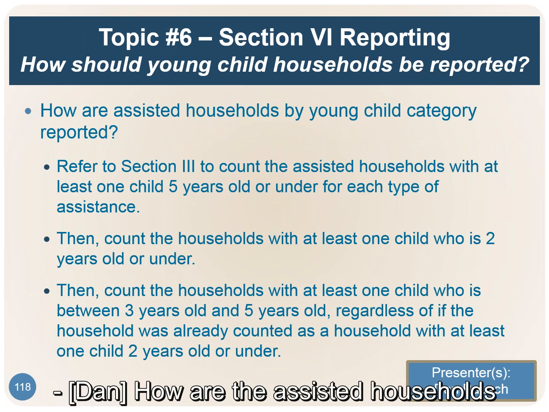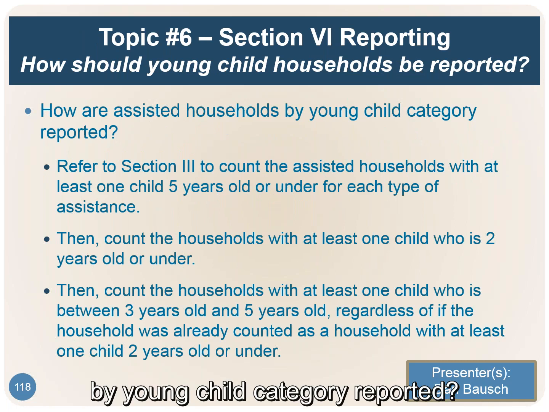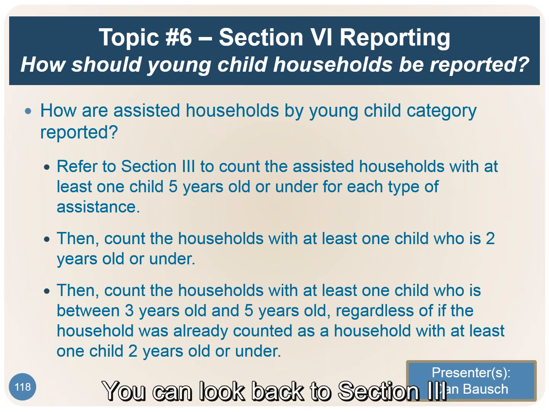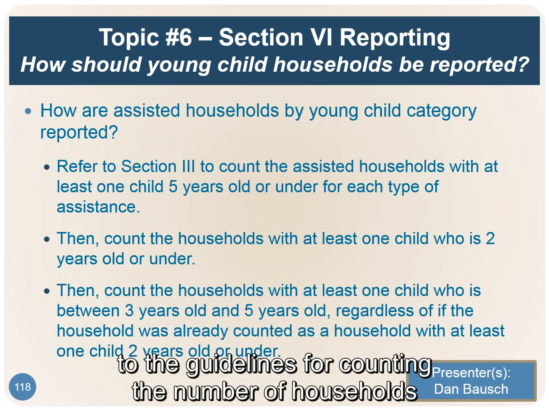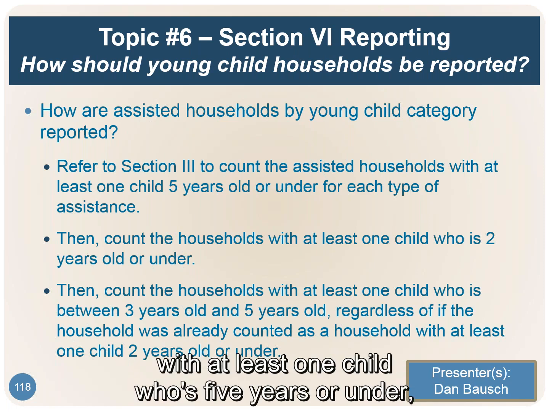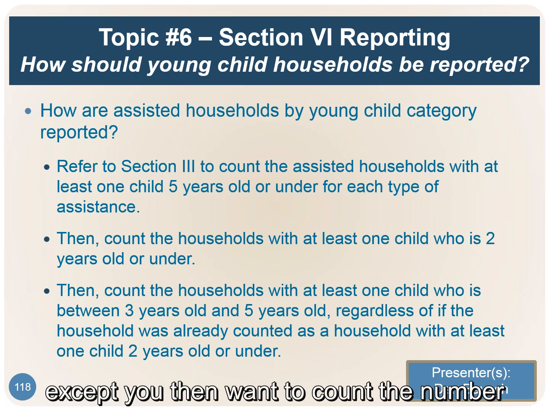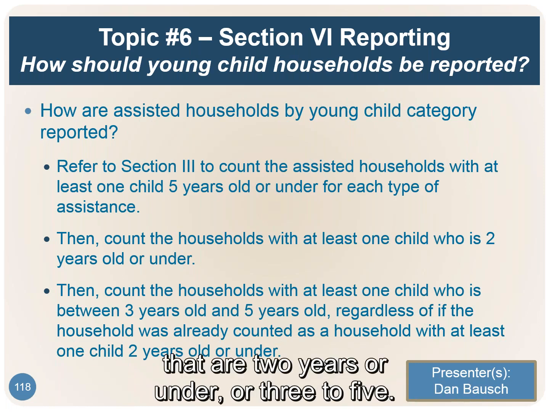So how are the assisted households by young child category reported? You can look back to Section 3 for the guidelines for counting the number of households with at least one child who's 5 years or under, except you then want to count the number that are 2 years or under or 3 to 5. Next slide, Grace.